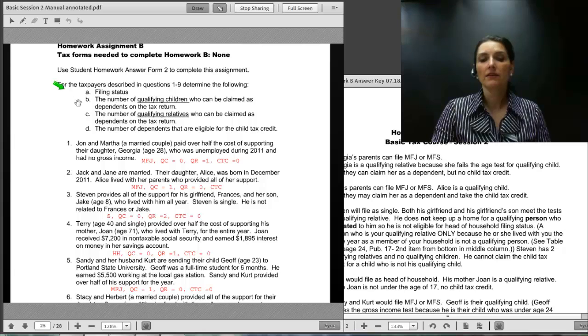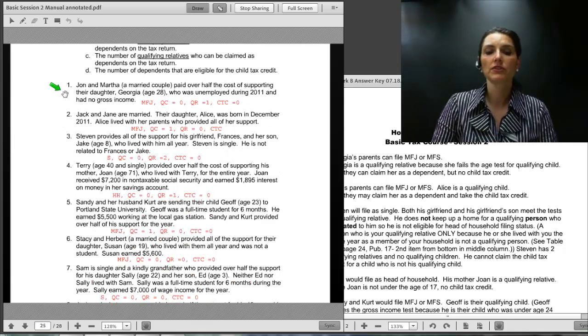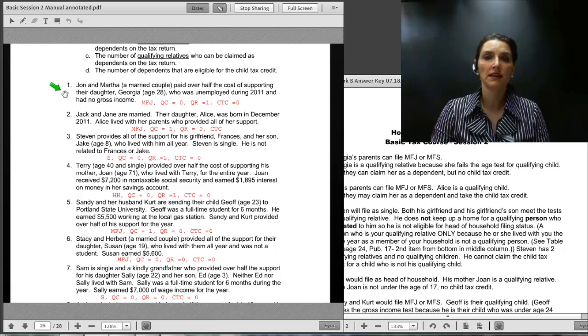Then item number B, for each problem, determine the number of qualifying children who can be claimed as dependents on the tax return. Item number C, the number of qualifying relatives who can be claimed as dependents on the tax return. And item number D, the number of dependents that are eligible for the child tax credit. We can begin with question number 1, which we covered at the end of our last class, but it won't hurt to review it again.